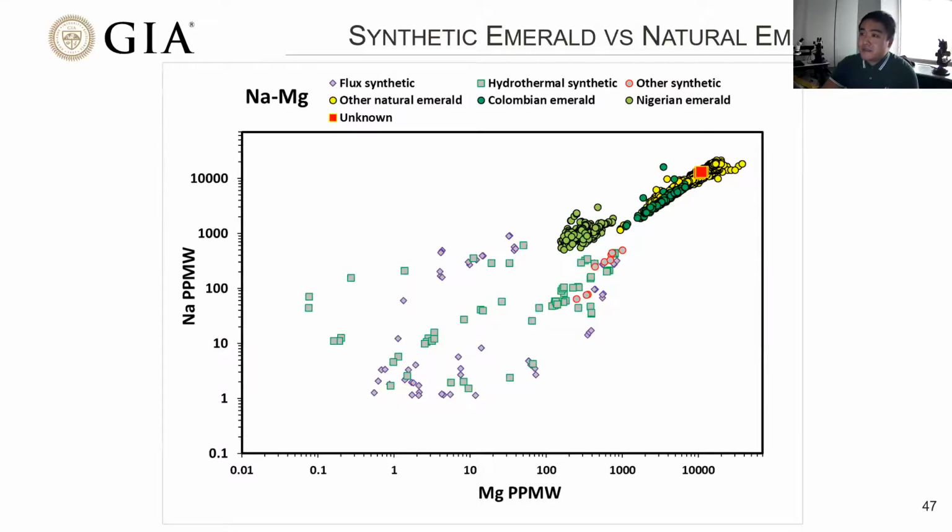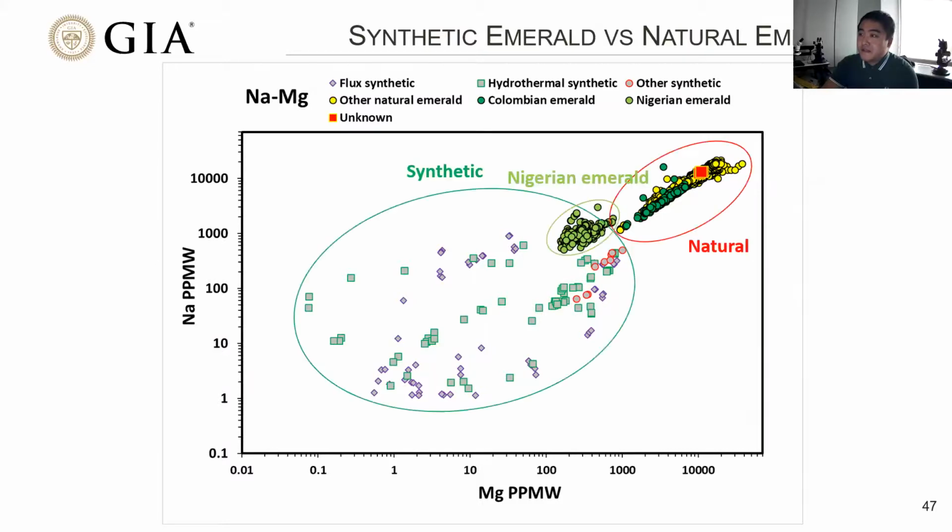LA-ICP-MS can help us separate most of the synthetic emeralds from natural emeralds. In this sodium-magnesium two-dimensional plot, natural emeralds tend to have much higher sodium and magnesium concentrations than synthetic emeralds.